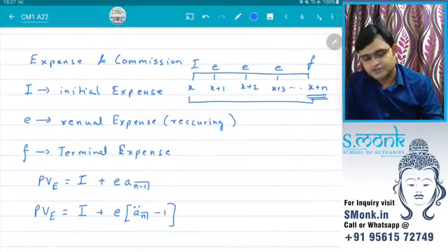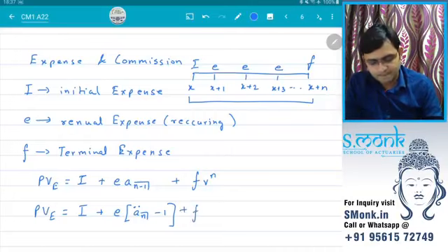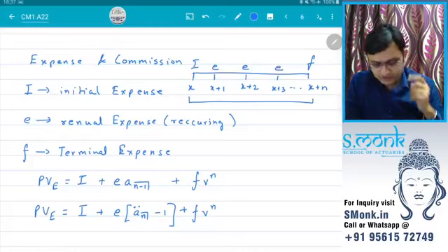So initial expense, renewal expense, then terminal expense. Terminal expense will just be F at the time of termination of this policy, so v raised to n. These are the three types of expenses and commissions that we will be seeing.